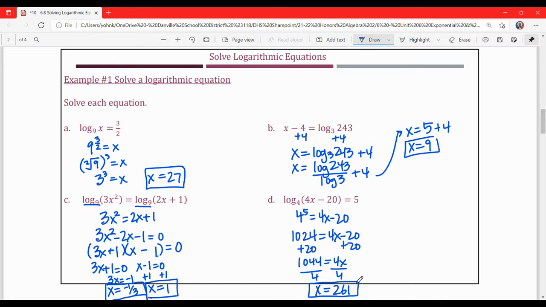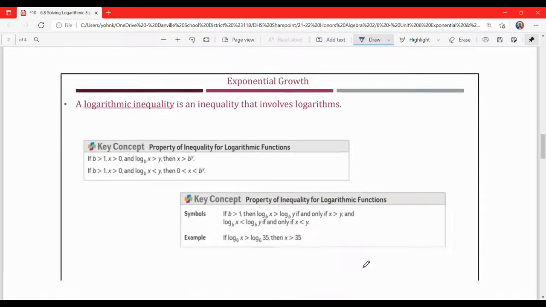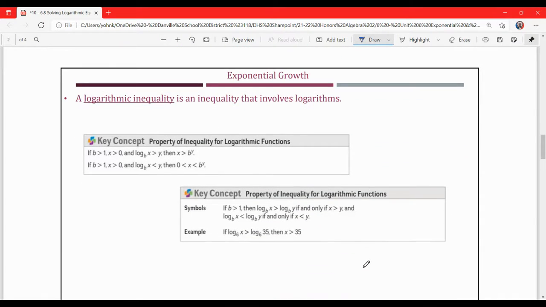Or in this case, I guess we didn't round, but in a lot of the other ones, you will have rounded, so you're not going to get exactly what's on the other side. Okay, so that's logarithmic equations. Now I'm going to talk about logarithmic inequalities.